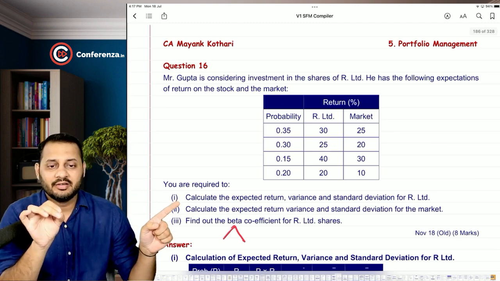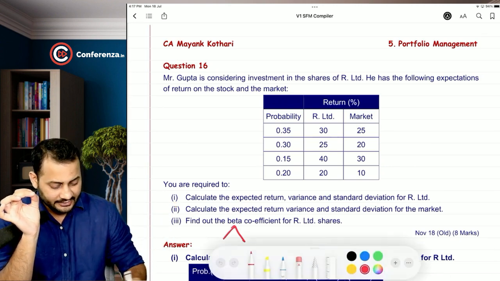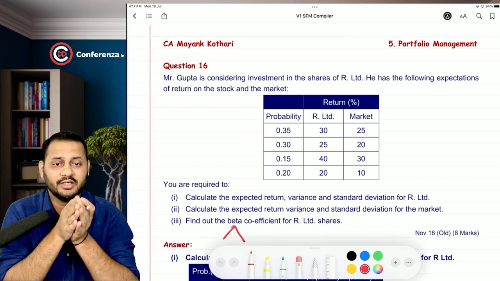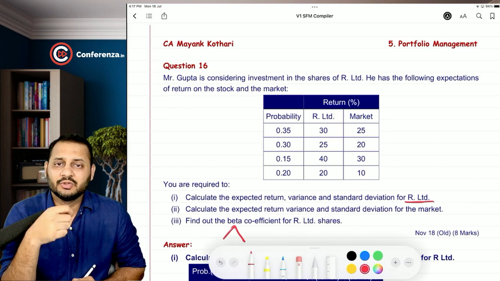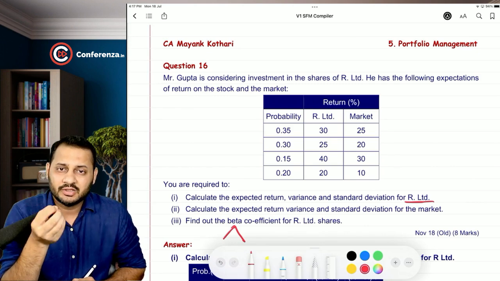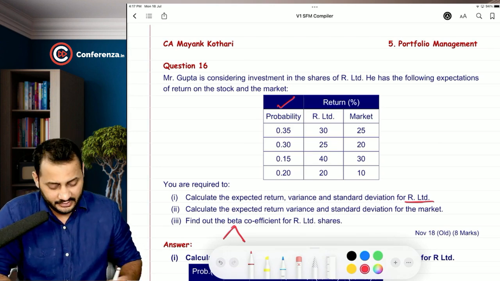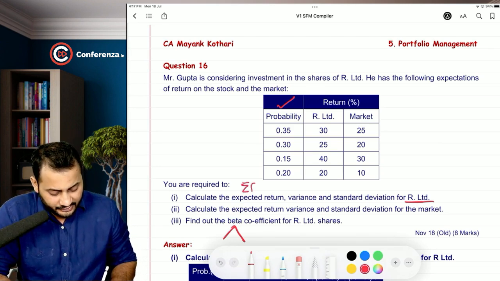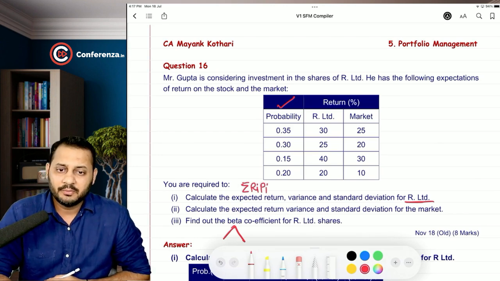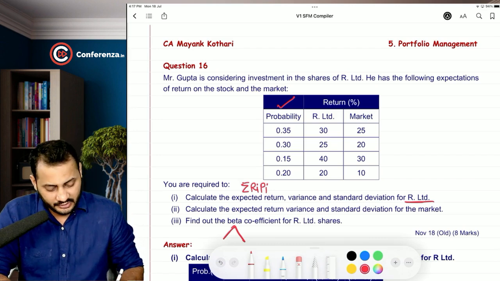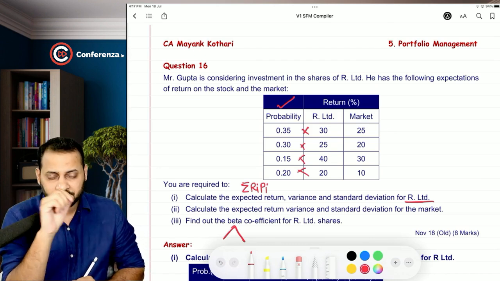Calculate the expected return, variance and standard deviation of R Limited. First of all, expected return. Whenever we want to calculate the expected return of a single asset, we have to understand whether the question specifies the probabilities or not. It is with the probability, so we will apply the formula with the probability, which is nothing but summation of return into probability. First we are going to multiply the return with the probability. So 30 multiplied by this, and then the total will be the return.